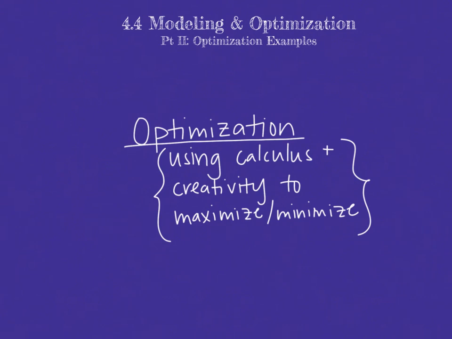In this video, we have done 4 examples of optimization, 3 maximum problems and 1 minimum. We have used calculus along with a little bit of creativity in order to figure out how to maximize or minimize based on the specific problem. We also went through the process for optimization, which is found somewhere in the middle of the video.